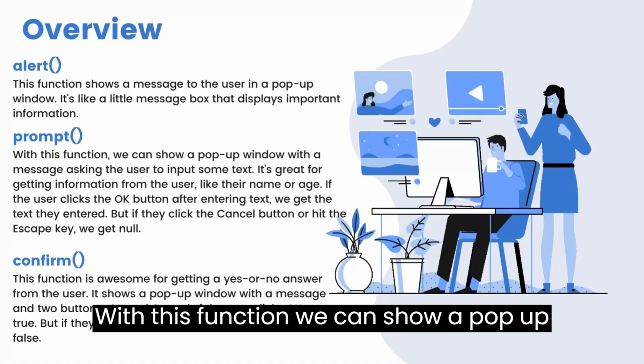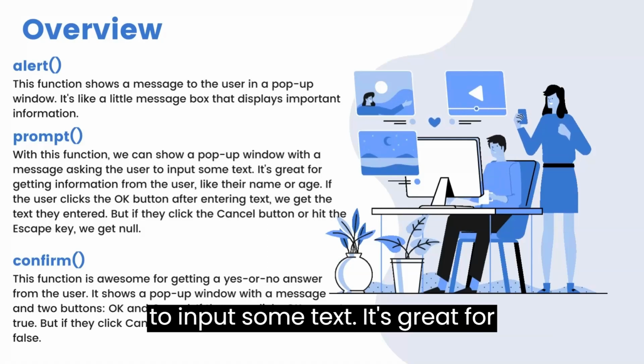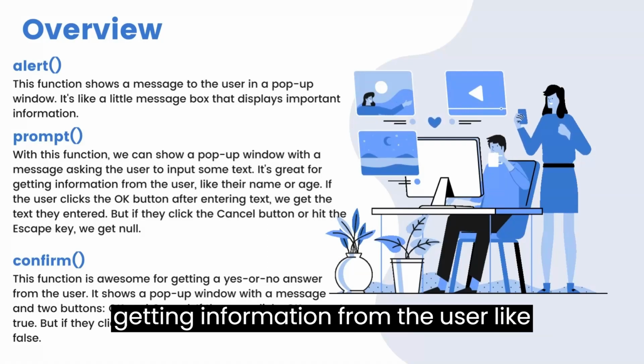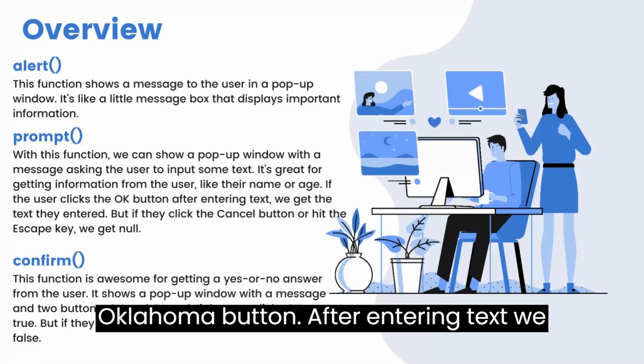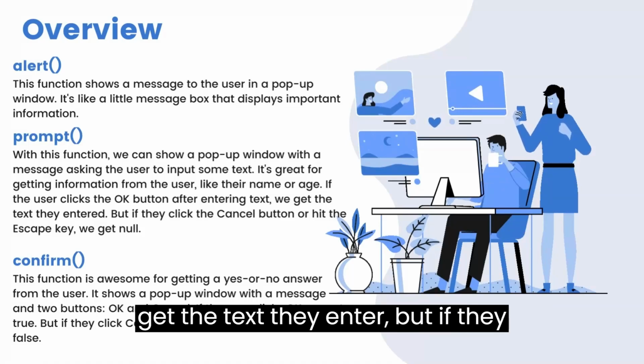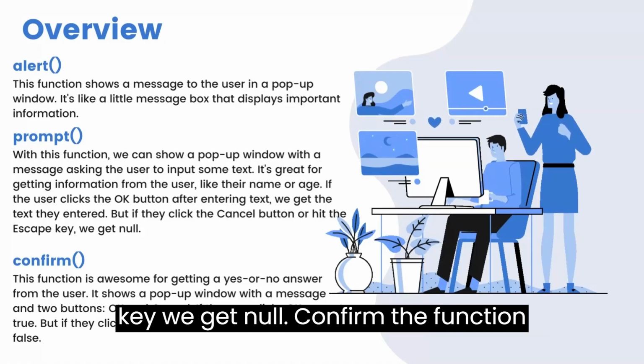With this function, we can show a pop-up window with a message asking the user to input some text. It's great for getting information from the user, like names or age. If the user clicks the OK button after entering text, we get the text they entered, but if they click the cancel button or hit the escape key, we get null.